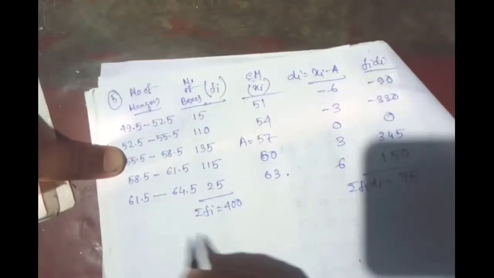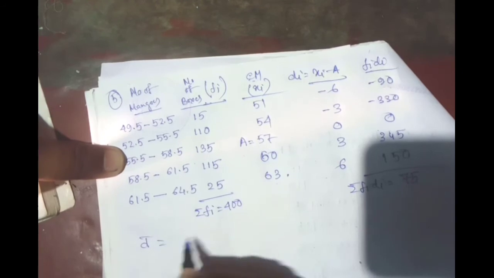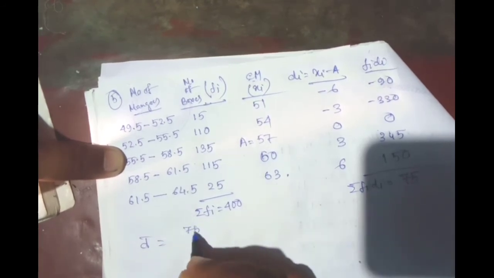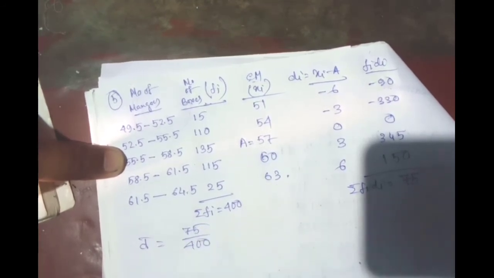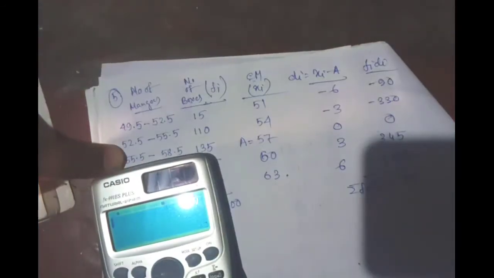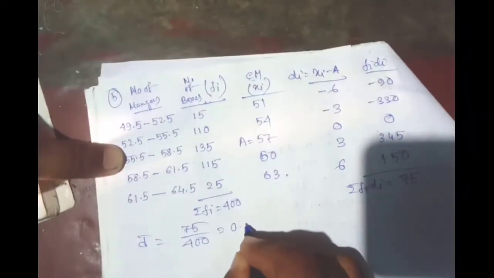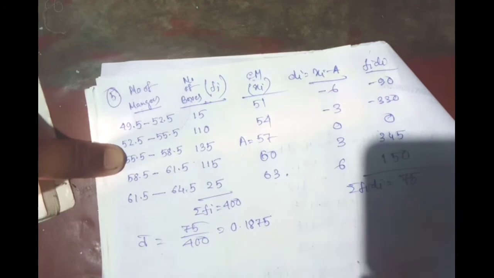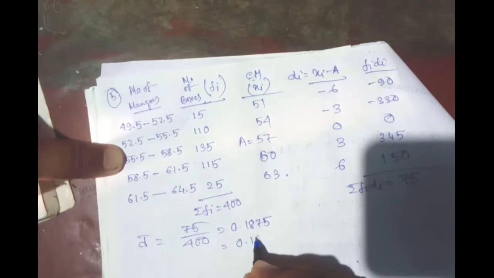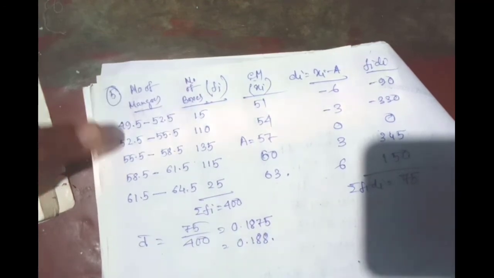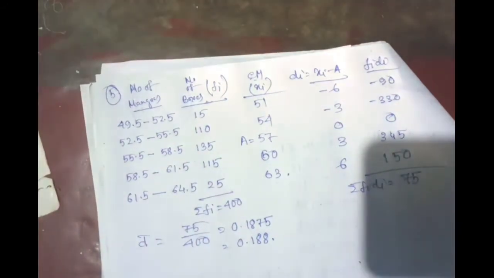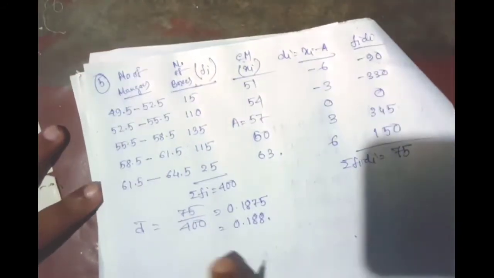So d bar equals 75 by 400. If we calculate 75 divided by 400, we'll get 0.1875, which is 0.188 if we correct up to the third place of decimal. This is the basic correction.